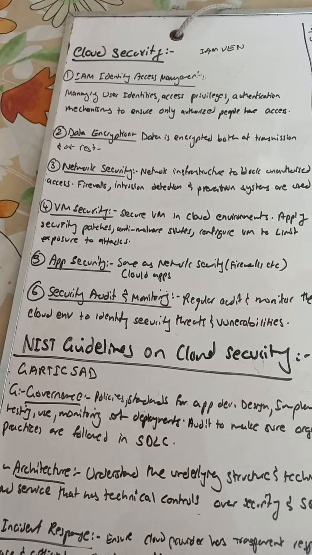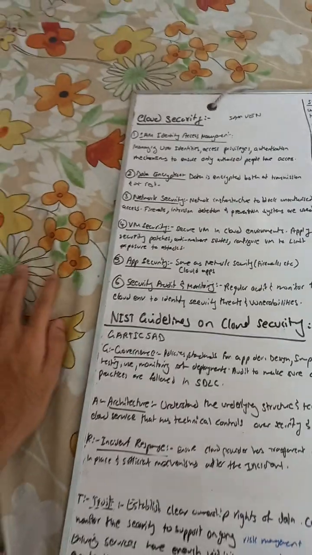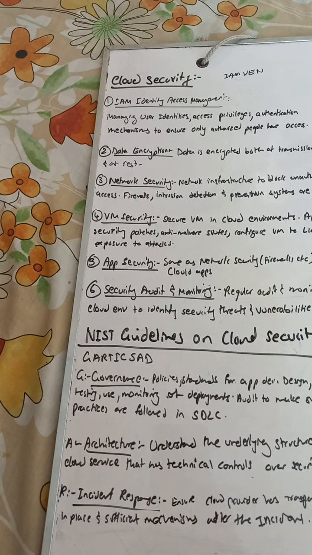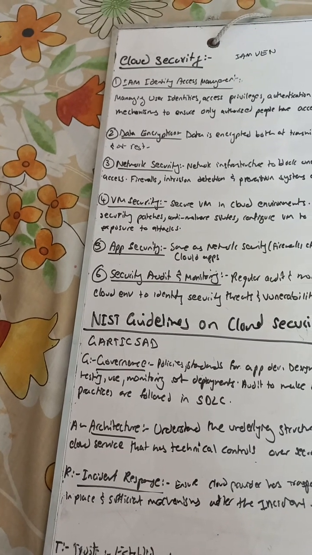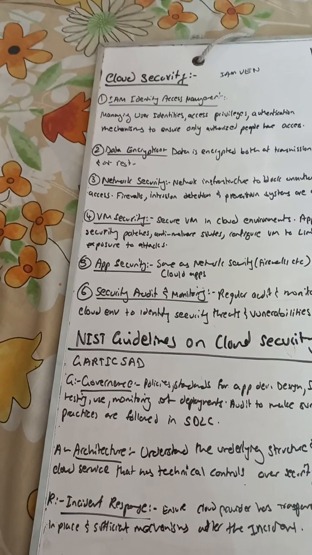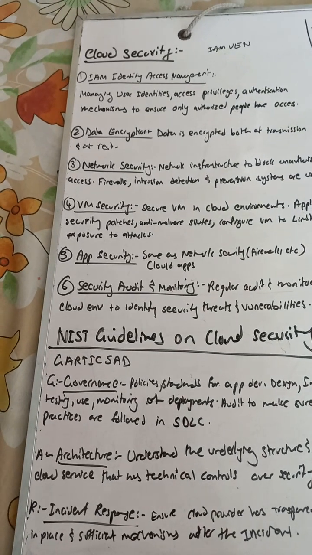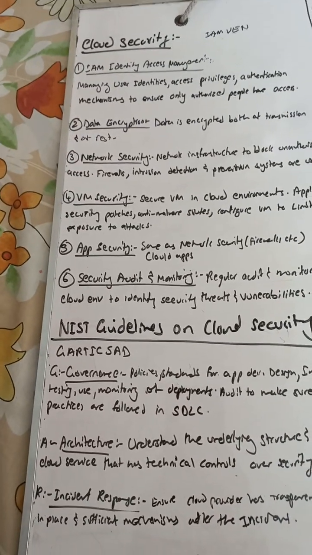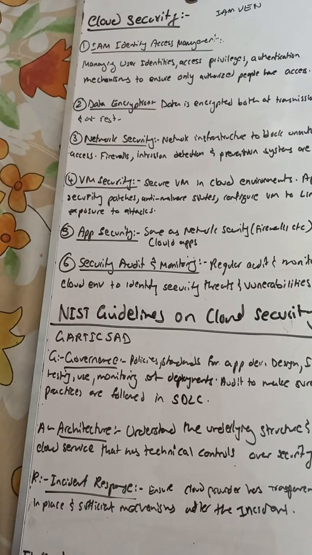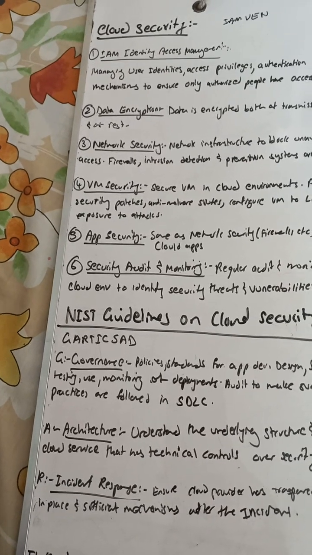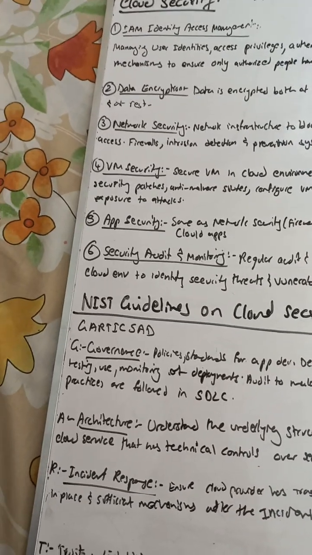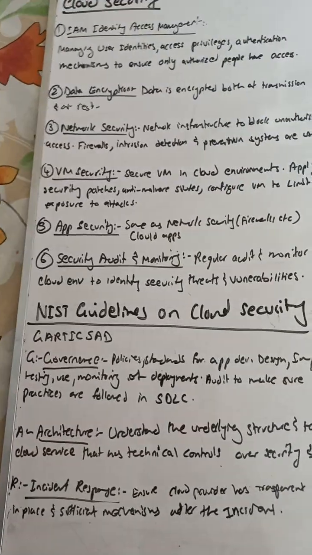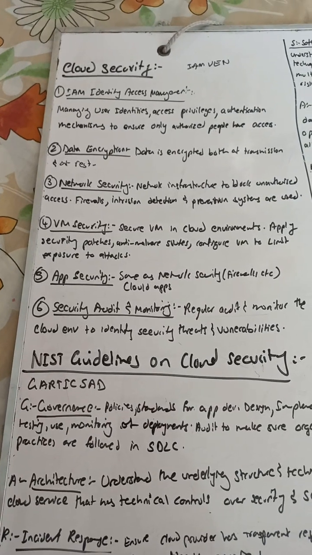Then we have N, which is network security, and network security means you want to have a network infrastructure in which you have deployed firewalls, security measures, intrusion detection and prevention systems for having a better security on the network. And then application security is basically the same thing, which is basically firewalls, intrusion detection and prevention systems for your cloud applications.